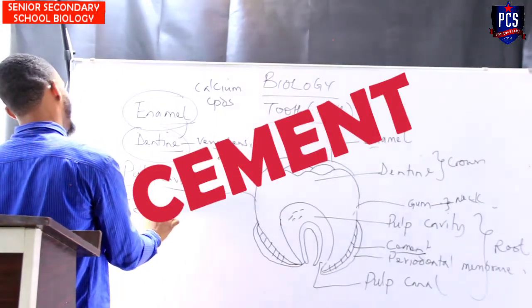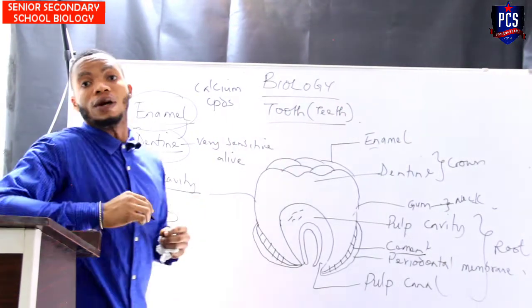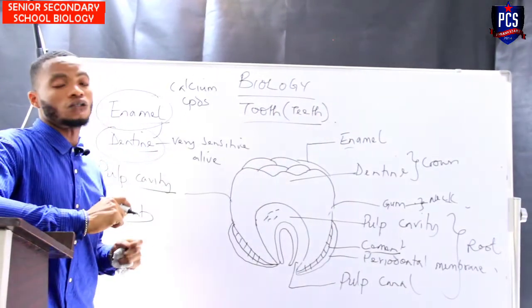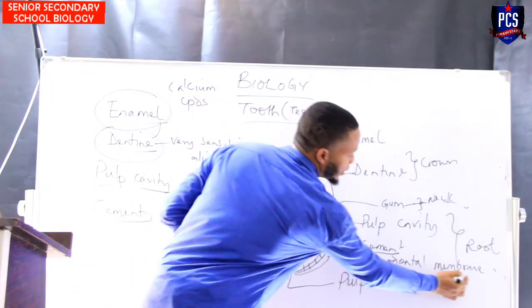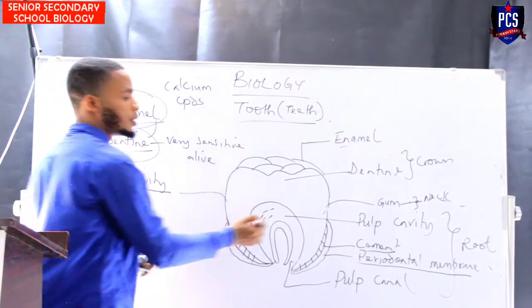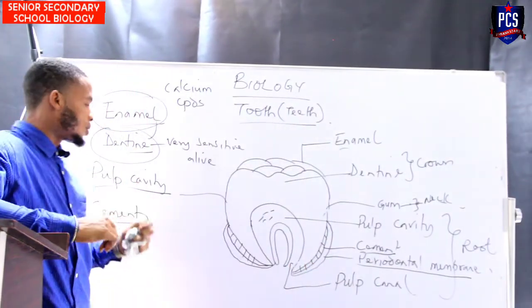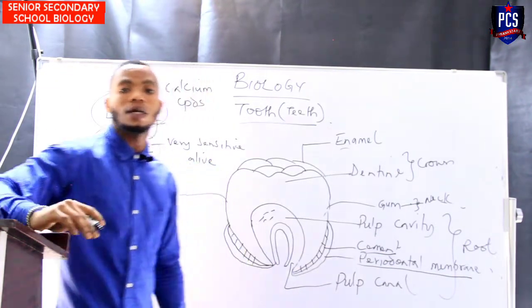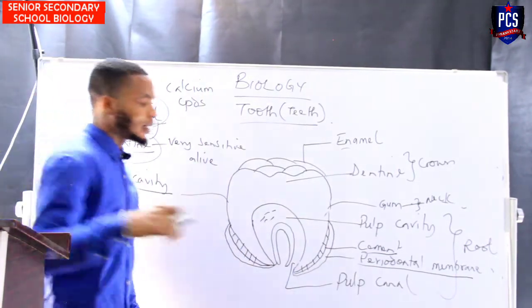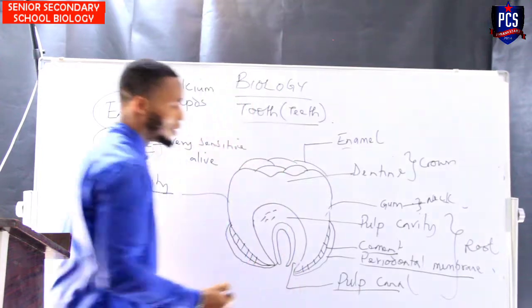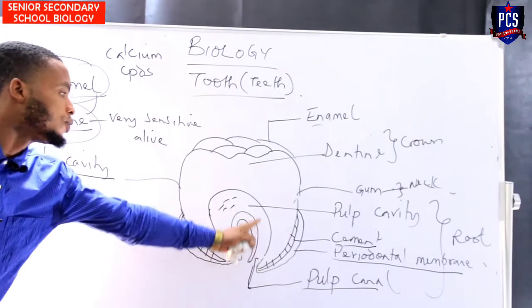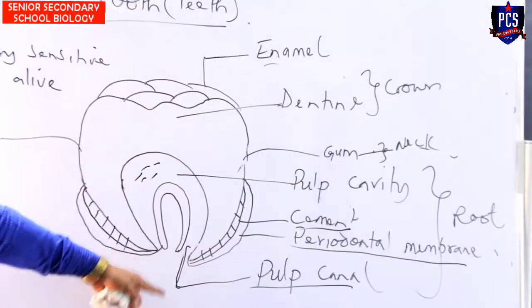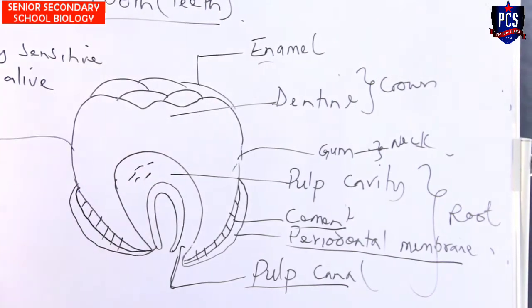Next, we have the cement. You all know what cement is. Just like when you're building your houses, it helps to hold the teeth very strongly in the jaw. And the periodontal membrane also helps the cement to hold the teeth in place. So this cement and this periodontal membrane perform the same function for the teeth. Now, last but not least, we have the pulp canal. This is the opening in the root through which these neurons and blood vessels carry nutrients and information.